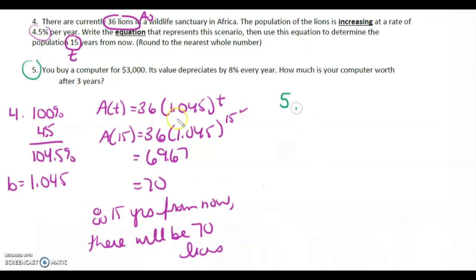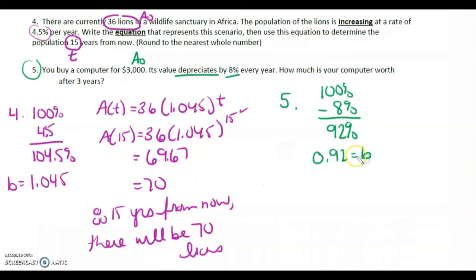Okay, 5. You buy a computer for $3,000, so that's the initial amount. Its value depreciates by 8% a year. When we talk about depreciation, we talk about subtracting. So our initial amount is 100% of the value, and we're going to subtract 8%. So we get 92%. So our decimal for our base is going to be 0.92.